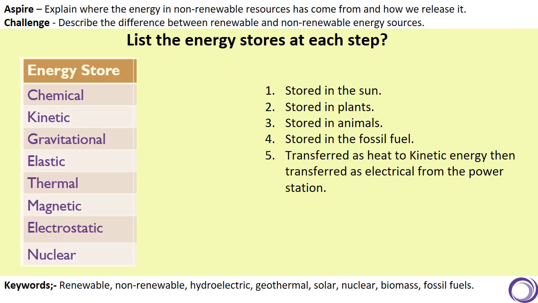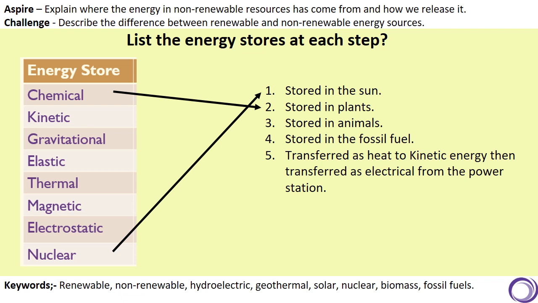Okay, so I've just changed the pictures into a list, 1 to 5. So number 1, stored in the sun. So the sun is storing energy in the form of a nuclear energy store. And then that is converted by the plants by photosynthesis to chemical energy store.